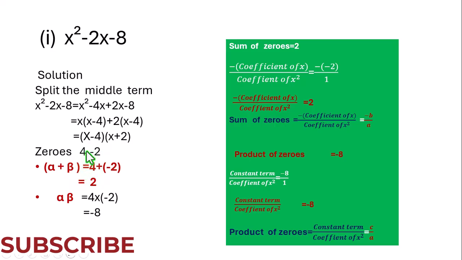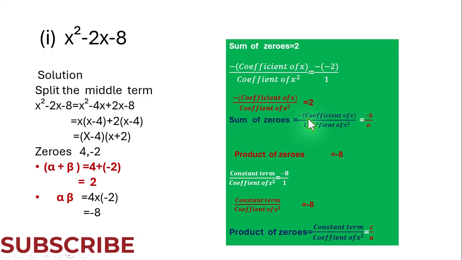Alpha and beta: alpha is equal to 4 and beta is equal to minus 2. First zero alpha and second zero beta. Sum: 4 plus minus 2 is equal to 2. Product: alpha into beta is minus 8. The sum of zeros is 2, which is minus coefficient of x upon coefficient of x square. The coefficient of x is minus 2, and the coefficient of x square is 1, so minus (minus 2) upon 1 is 2. So the sum of zeros is 2 and minus b upon a is equal to 2. So the relationship is verified.